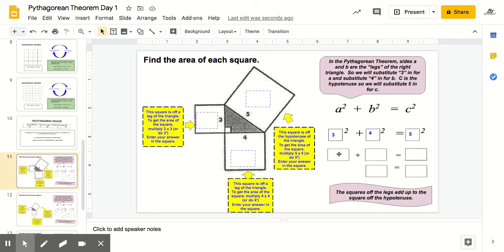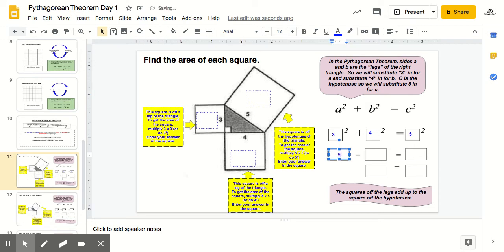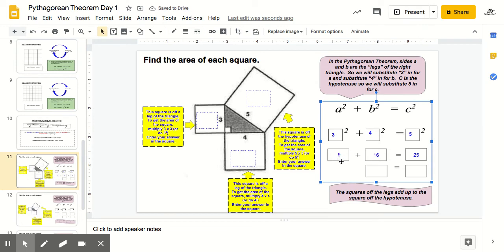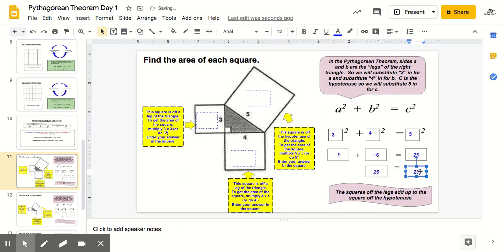So I'm going to square both of these legs first. So 3 squared is equal to 3 times 3, which is equal to 9. 4 squared is equal to 4 times 4, which is 16. And then I'm going to come to this side of the equal sign. 5 squared is equal to 5 times 5, which is equal to 25. So now if this is a right triangle and if this works out, this side of the equal sign should equal 25. Well, 9 plus 16 equals 25. Does 25 equal 25? Yes, it absolutely does. So our Pythagorean theorem, of course, worked here because we have a right triangle.